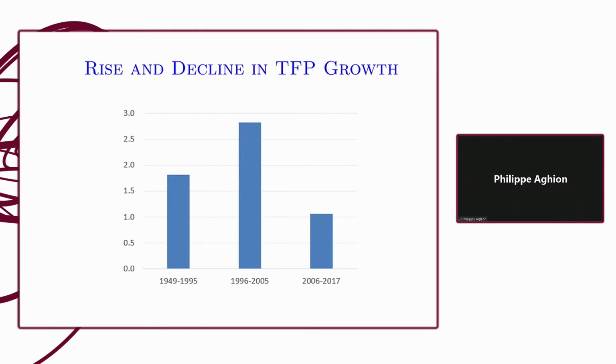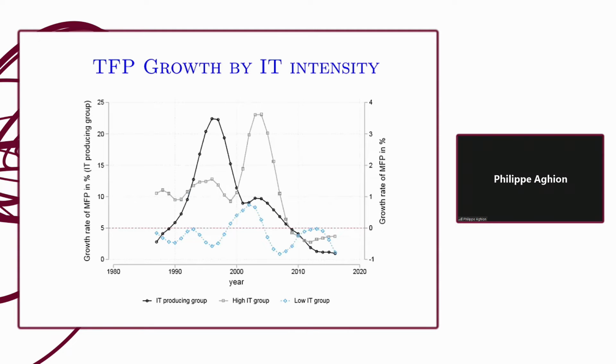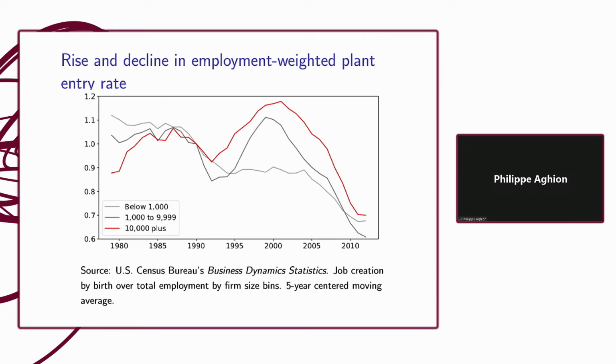If you look at TFP growth, the average annual rate of TFP growth went up a lot between 1995 and 2005 in the US, and it went down since 2005. We discussed that in chapter 6 of the book. What's very interesting is that this rise followed by decline of productivity growth was mainly in IT producing sectors, in black, and in IT using sectors, in gray. And it was mirrored by the fact that entry of new firms increased first and then declined.